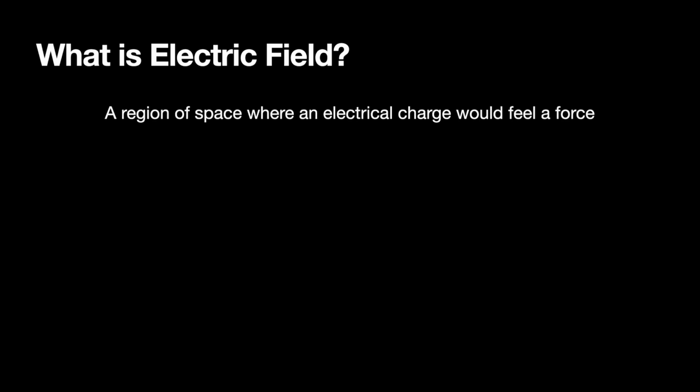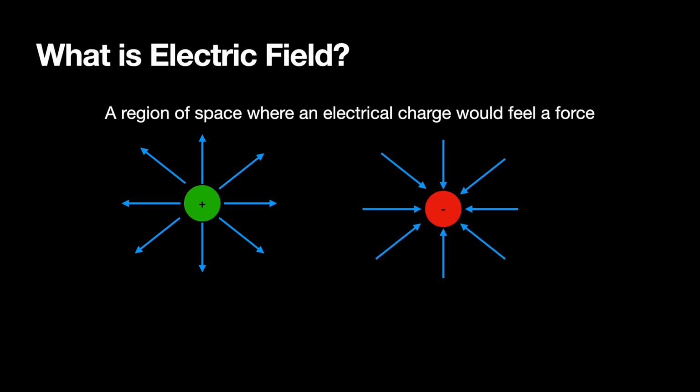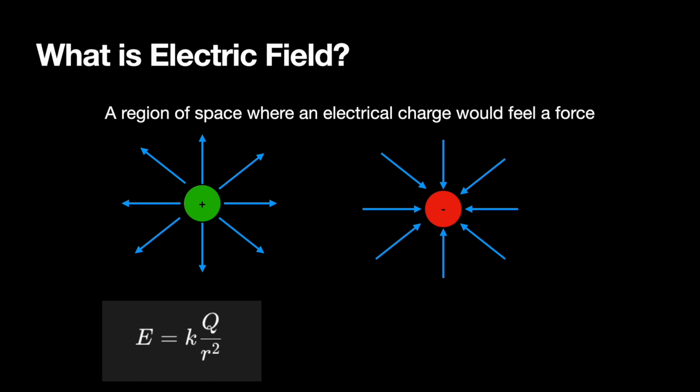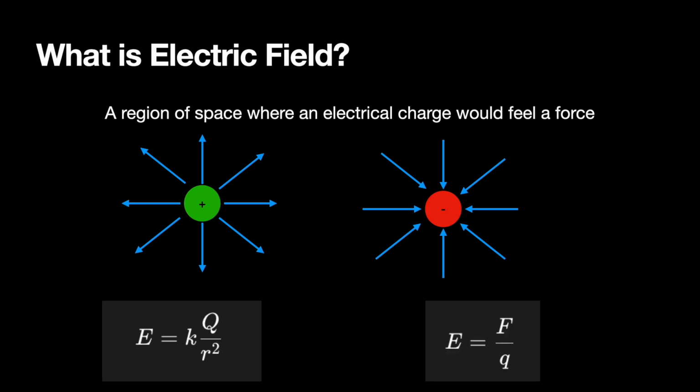Electric field is a region of space where an electrical charge would feel a force. It's specifically a measure of a force the electric charge would feel if placed in that region. Positive charges exert electric field lines away from them, as a positive test charge placed there would be repelled, and the opposite is true for negative charges. Here's your equation for electric field, and here's another one. You'll use both of these.